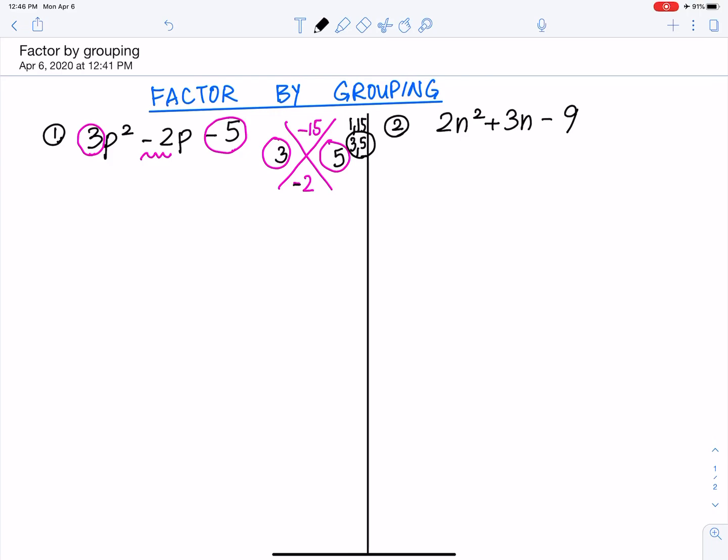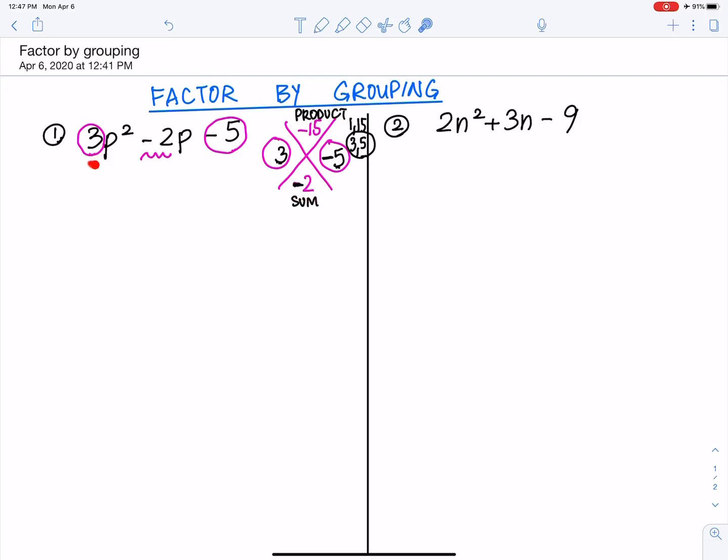Now this bottom represents sum. Now sum follows the sign of the larger number. Sum is like little brother. So let's look at 3 and 5. Which of these is the bigger number? And it's 5. And so little brother sum follows the sign of big brother, 5. Now always check that your numbers work out. So 3 times negative 5, is that negative 15? Yes. 3 plus negative 5, is that negative 2? Yes. So it works out.